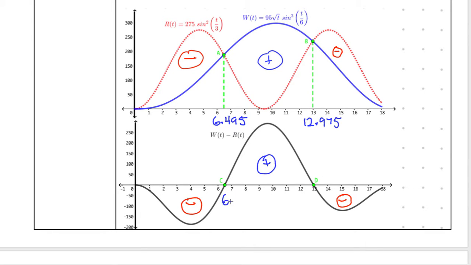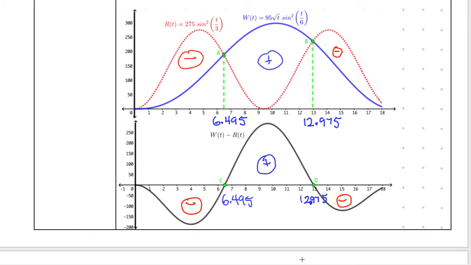6.495. I'm not going to do that process again, 6.495. I'm just going to rewrite 12.975. That's a point right there. Who knows where this is. Oh, maybe we should check it. You can if you want.